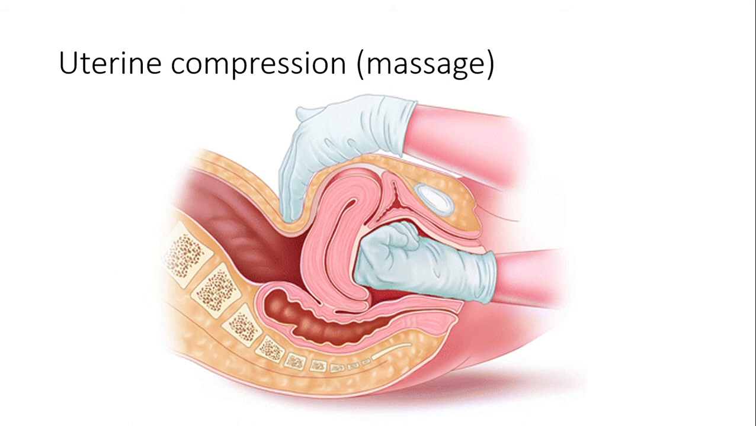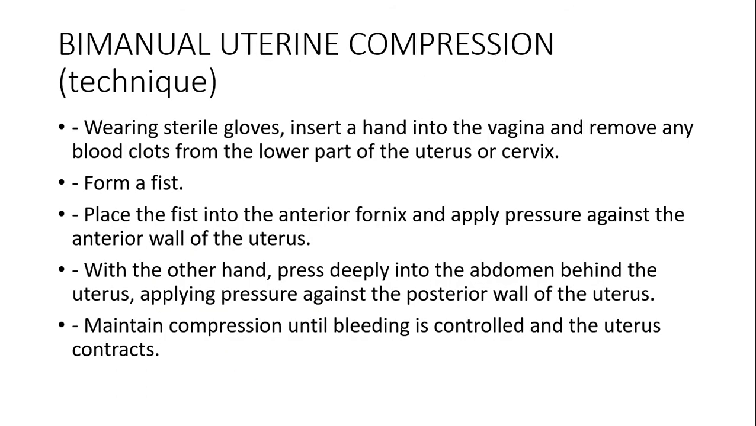You see your active hand. All your hands should be in sterile gloves. You need to be wearing surgical sterile gloves. Then you insert your active hand in the vagina, along the anterior wall, and compress with your other hand from above the pubis, compressing the uterus between your hands. Wearing sterile gloves is very important, and you need to maintain compression until bleeding is at least controlled or stopped.